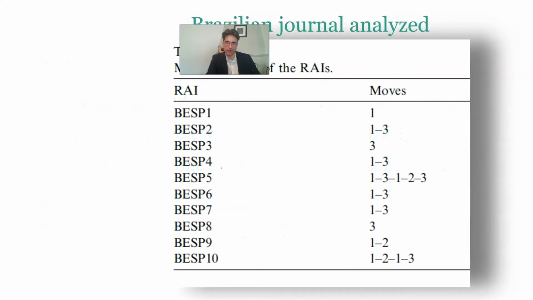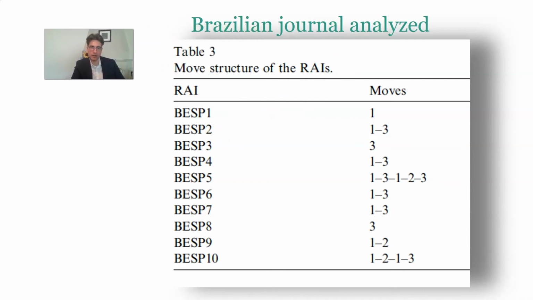Okay, so this is the table that she published in her article. You can see here that in these journals, BSP, Brazilian English for Specific Purposes, 1 through 10, the moves were just a 1 or a 1 and a 3, so establishing a territory and then occupying a niche, although the niche is never actually mentioned. Here you have a 1 and a 3 and a 1 and a 2 and a 3.